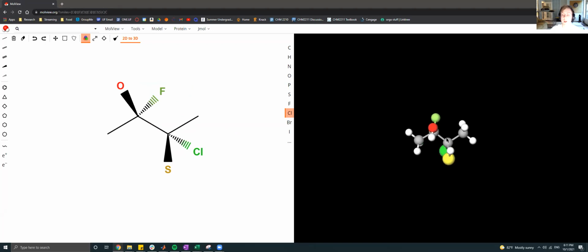So this is how we would look at it in line angle. We have this oxygen that's coming at us, fluorine behind us, chlorine behind us, and sulfur coming at us. And just as a note, I feel like a lot of people struggle with realizing that the O and the F, you could cut through right here with a sigma plane.